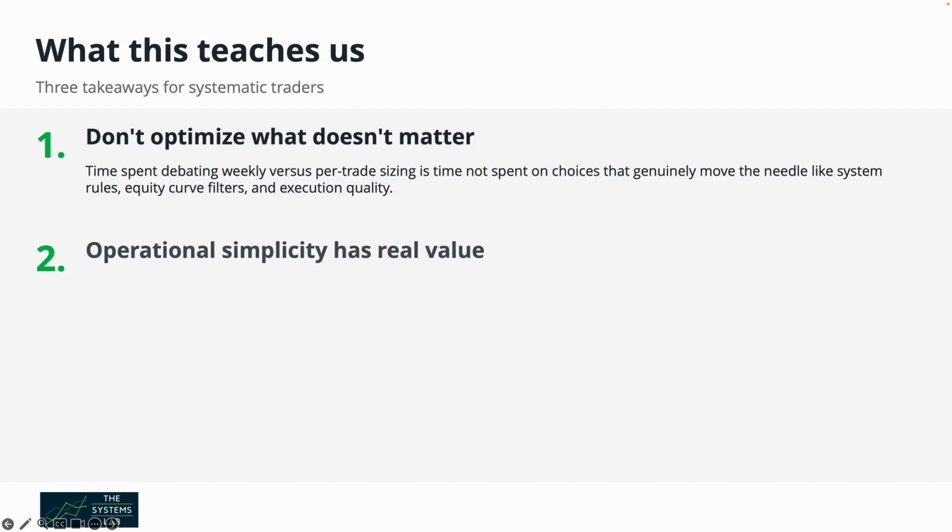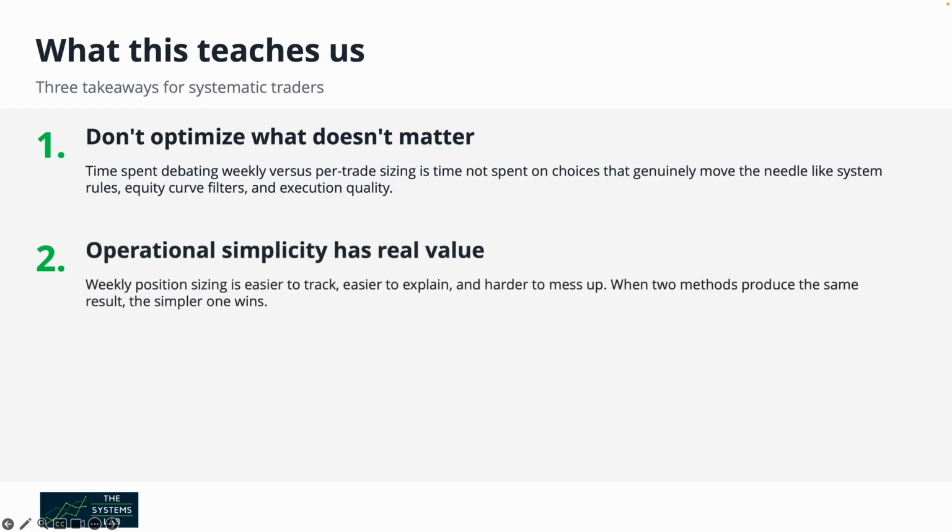The second is operational simplicity has real value. Weekly position sizing is easier to track. It's easier to explain if you are teaching or if you have other stakeholders, and it's harder to mess up. There's just fewer chances for making mistakes. So when two methods produce the same result, the simpler one wins.